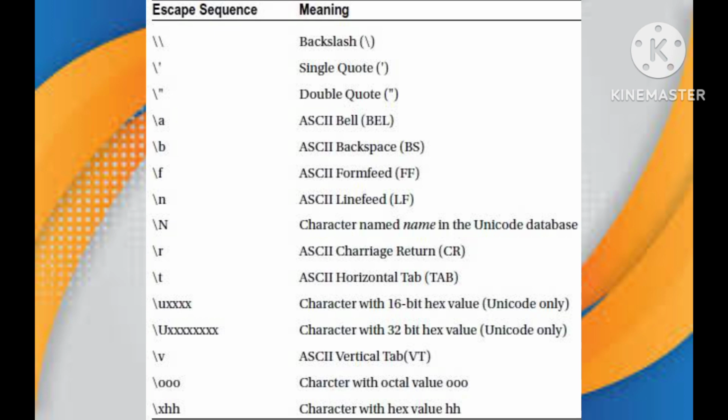Then our next escape sequence is backslash t. If we want to add a horizontal tab, then we give backslash t. And if we want to give a vertical tab, then we can use backslash v. Friends, if we want to give an octal value, then we can use backslash ooo. If we want to give a hex value, then we can use backslash xhh.